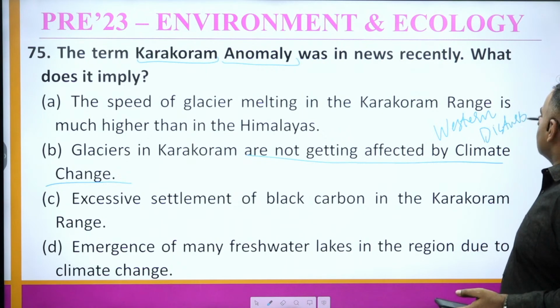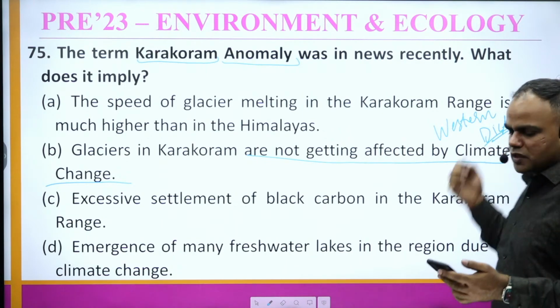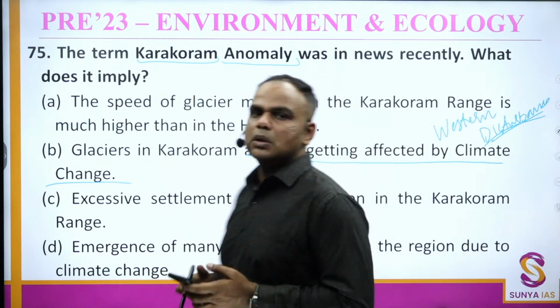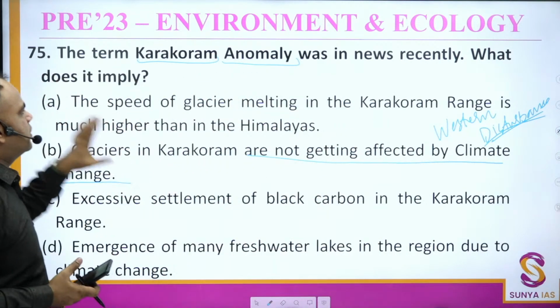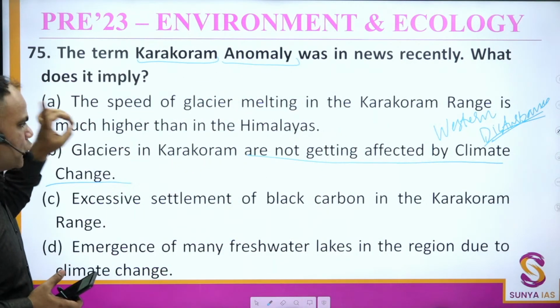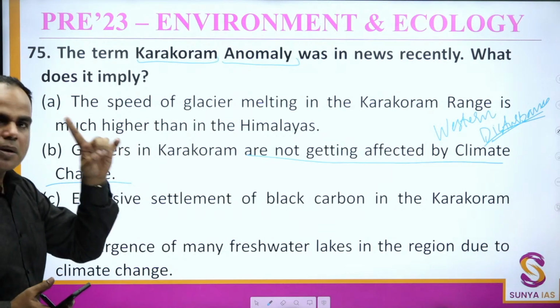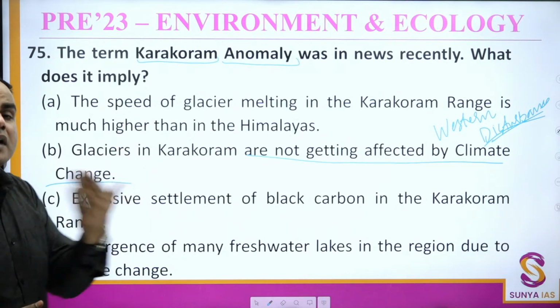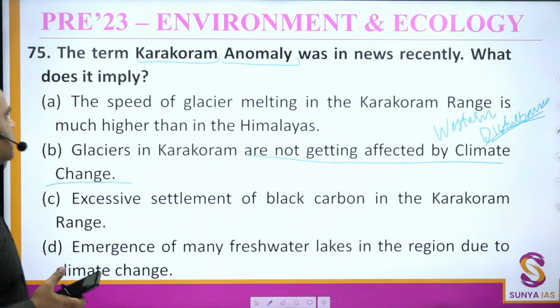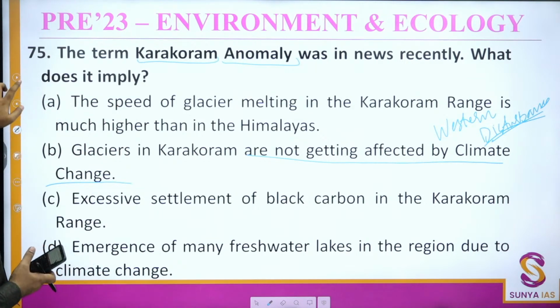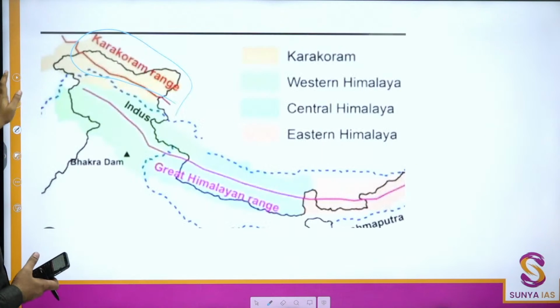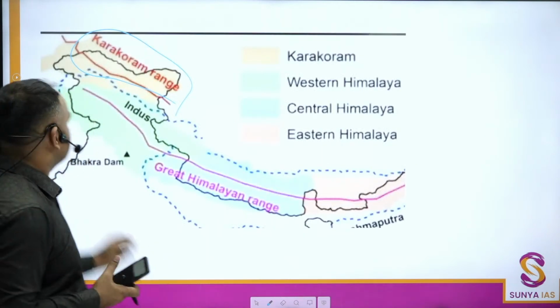Okay, the western disturbances have led to this particular issue. So this is the Karakoram anomaly. You should know that this is not getting impacted because of climate change. The glaciers are not receding. In fact, the glaciers have seen a growth. And the scientists are saying this is because of the western disturbances.